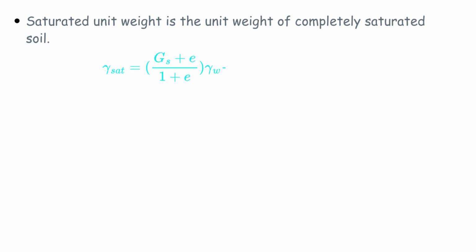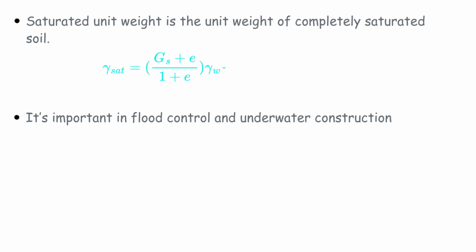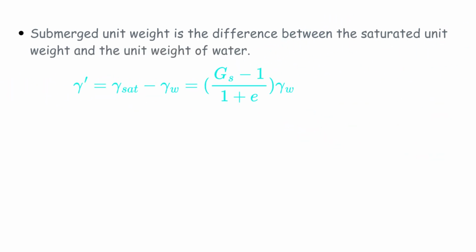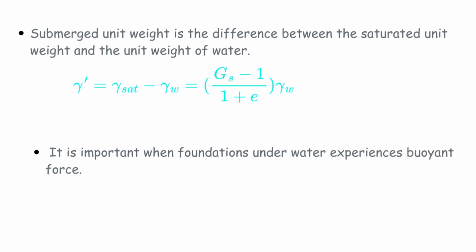Saturated unit weight is the unit weight of completely saturated soil. It's important in flood control and underwater construction. Submerged or buoyant unit weight is the difference between the saturated unit weight and the unit weight of water. It is important when foundations underwater experience buoyant force.